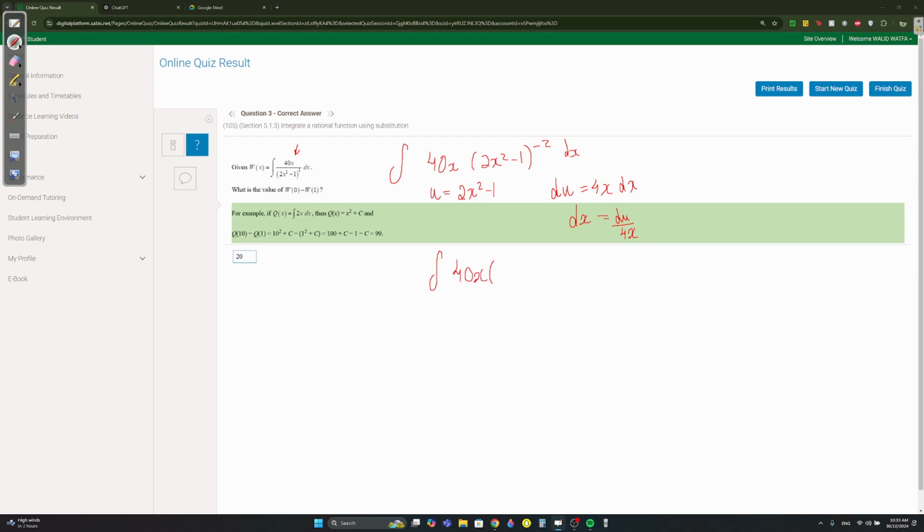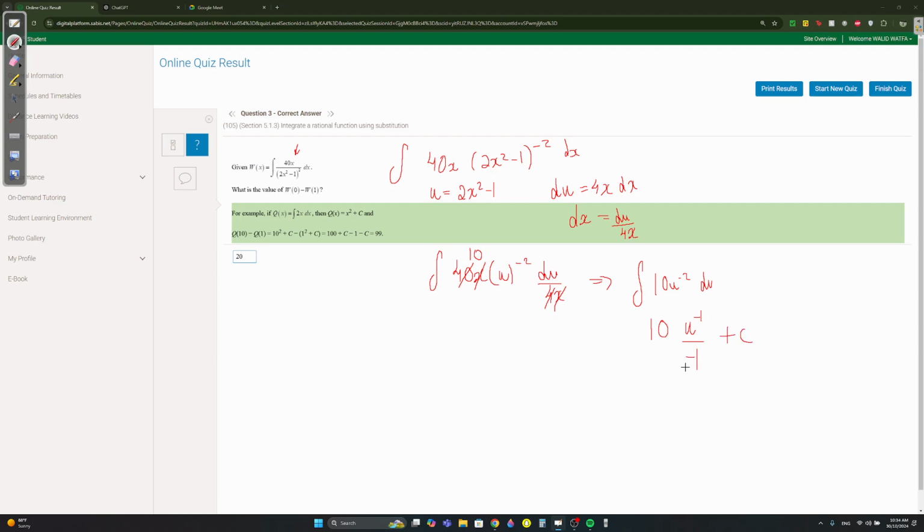40x, we said 2x squared minus 1 is u, and dx is du over 4x. X with x cancels, and 40 divided by 4 is 10. So this is the integral of 10 times u to the power minus 2 du. Let's take the 10 out and integrate u to the power minus 2. What do you get? You add 1 to the power, getting u to the power minus 1, divided by your new power minus 1, and then plus c.